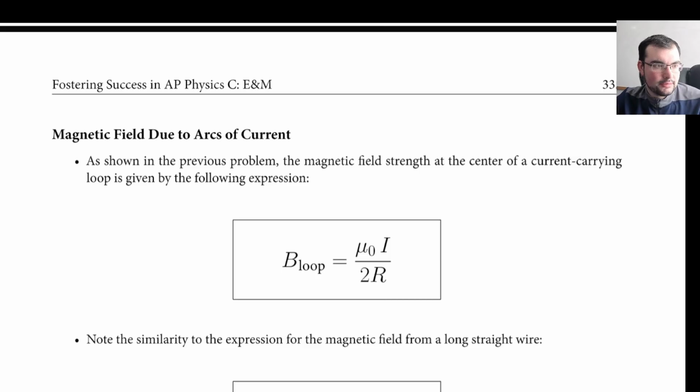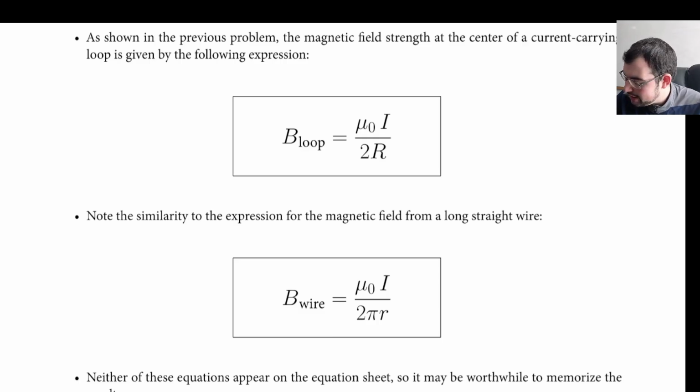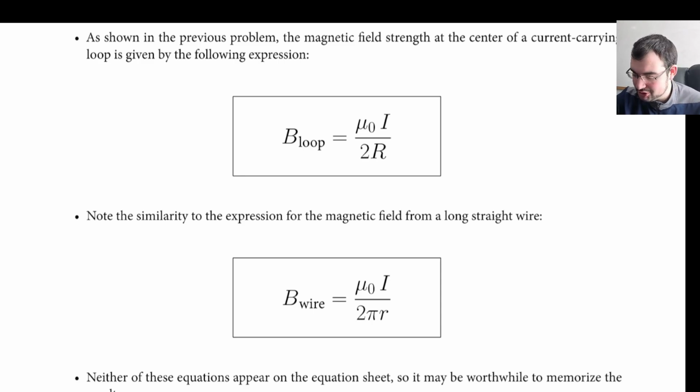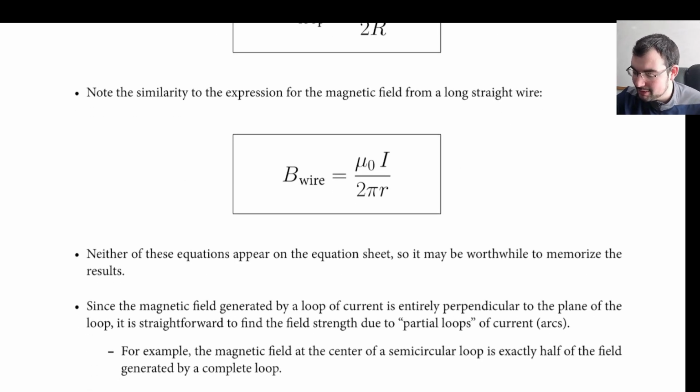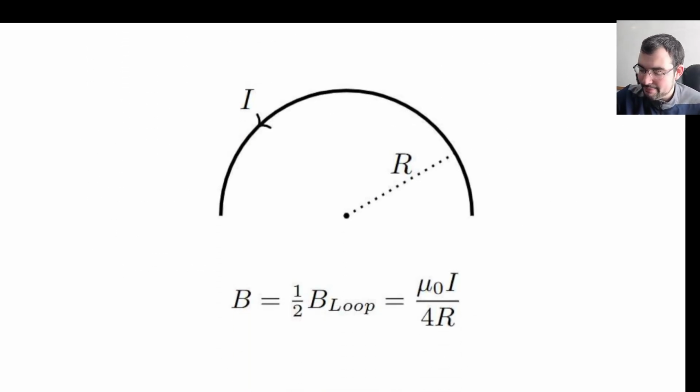All right, so here's our formula: mu naught I over 2r. So again, realize that B from a wire is mu naught I over 2 pi r. So it's very similar, but not exact. Lots of multiple choice items will confuse these two because that makes a good distractor, to use the wire formula on a loop. So of course we can just use symmetry. So B is just half of the loop in this semicircle case.